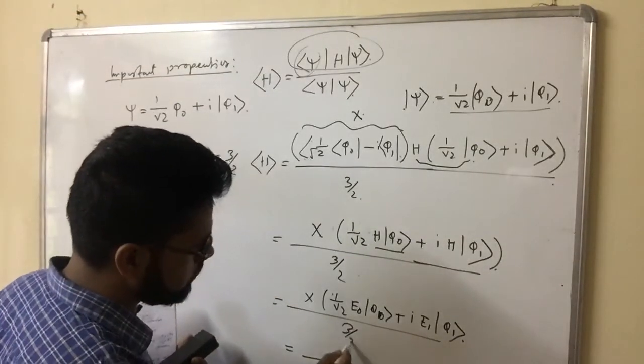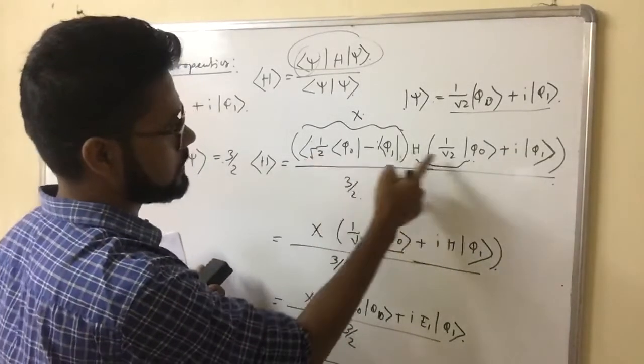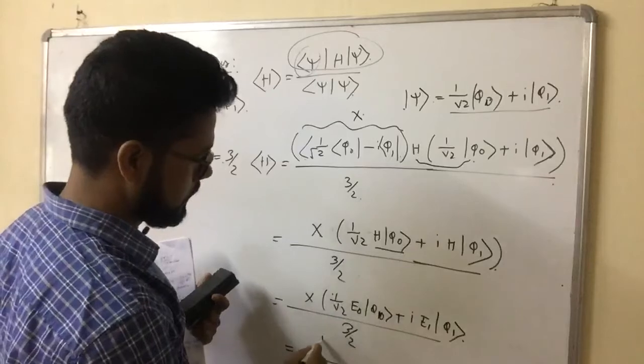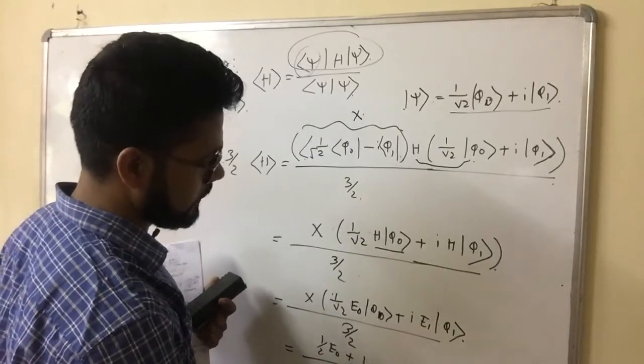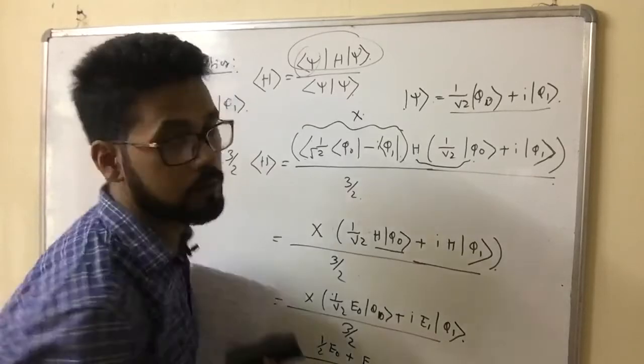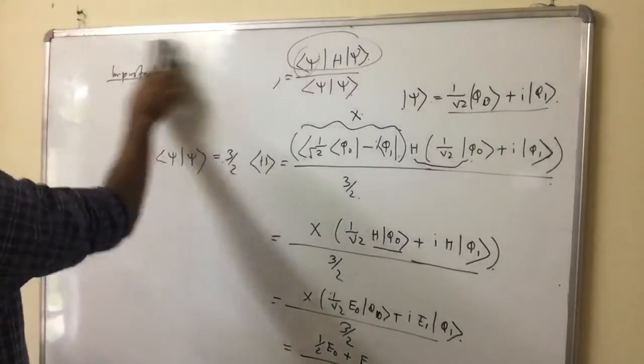Okay, if you do this calculation, finally you will get this value. Below is 3 by 2, and this term with this term, how much? Half, E naught plus E1. This is the energy eigenvalue. Okay, this question carries 3 marks. Simple question, don't worry.